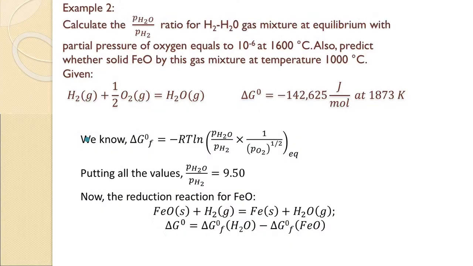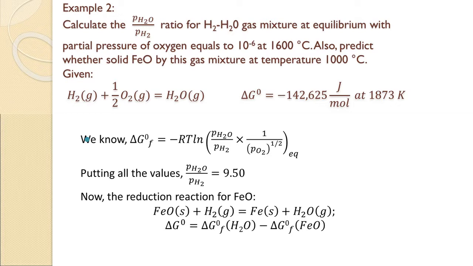Now we will come to one numerical problem of them. So the first is calculate the pH2O and H2 ratio for hydrogen and water gas mixture at equilibrium with partial pressure of oxygen of 10⁻⁶ at 1600°C.